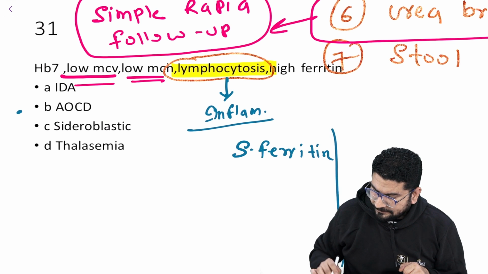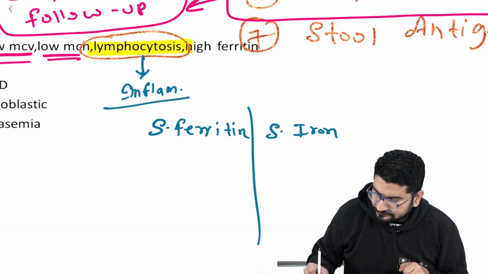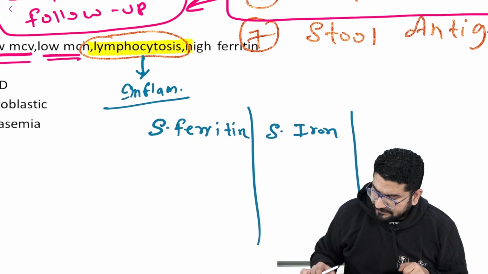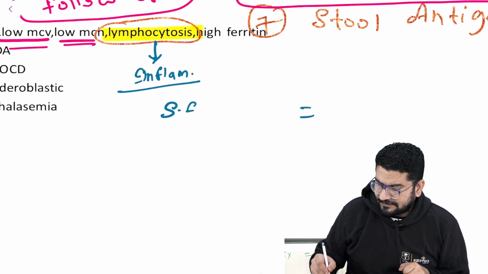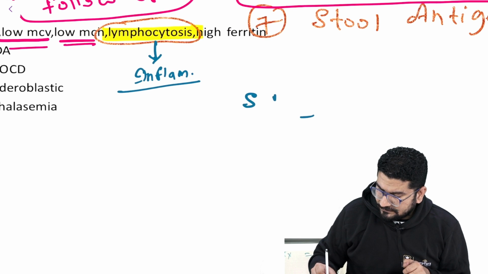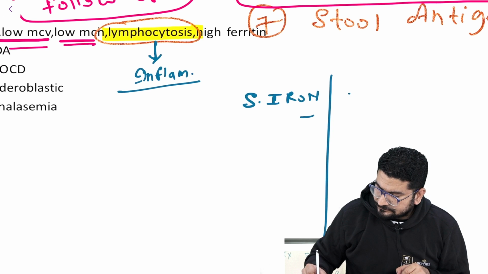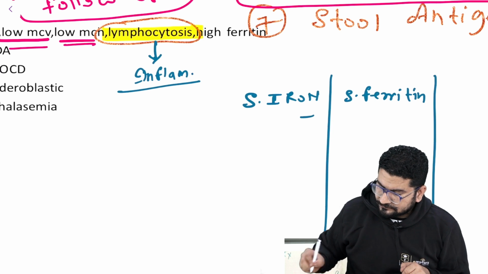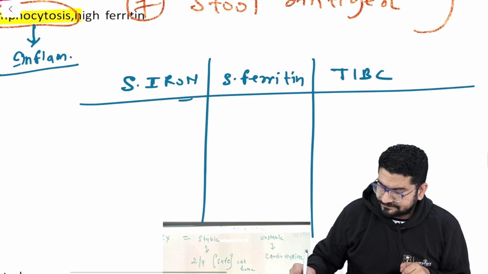Ferritin is the store form. Then we have serum iron, and what we have is TIBC. So just let me draw this table for you so that you can understand how we compare. We compare certain parameters like serum iron, serum ferritin, and then next, TIBC, total iron binding capacity.